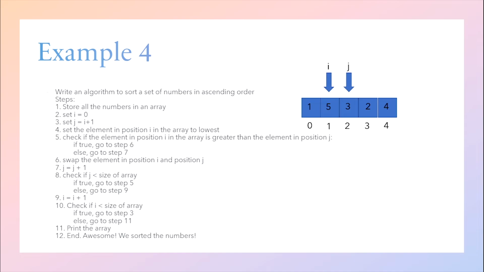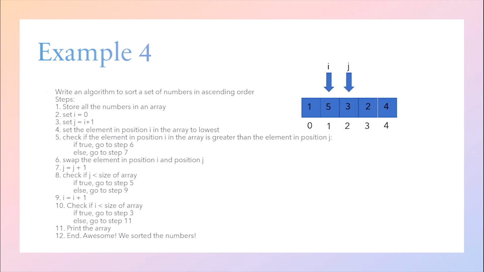So j now points to the third element of the array, and I points to the second element of the array. And after that, we set the element in position I in the array to lowest. Now, since our first element, we checked it with everything, and we swapped if it was greater than anything else, so now the first element has to be the lowest number in the array. So we sorted one of the numbers.